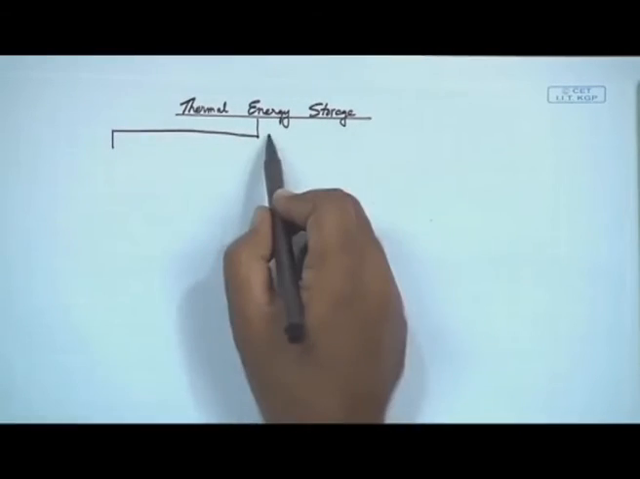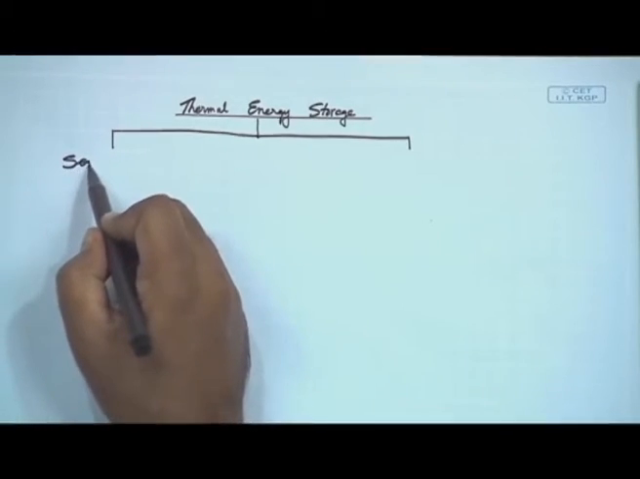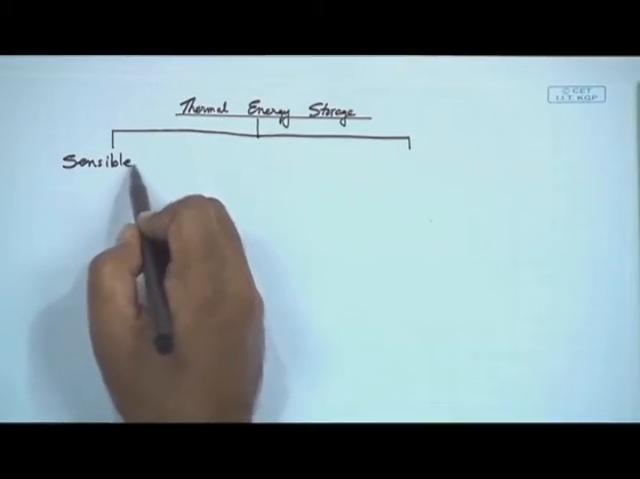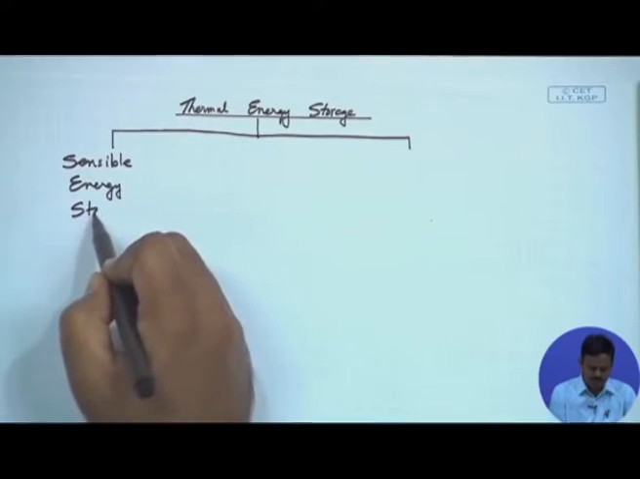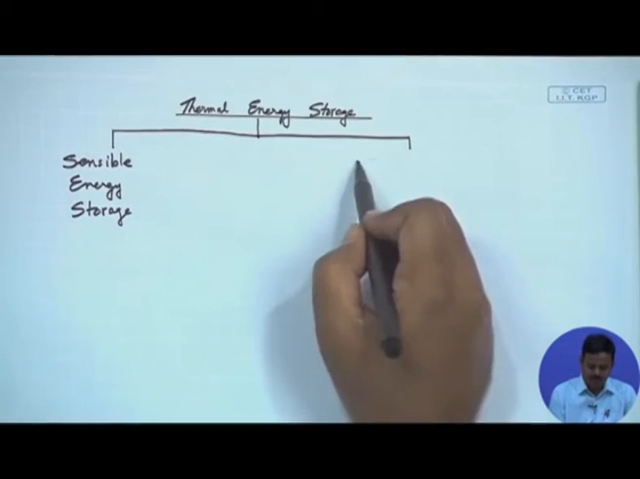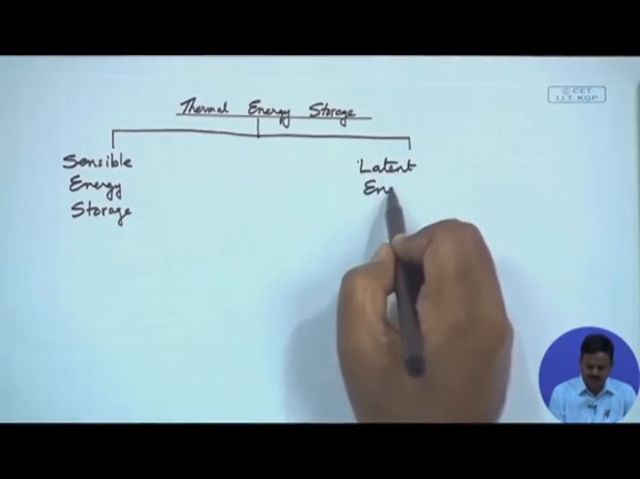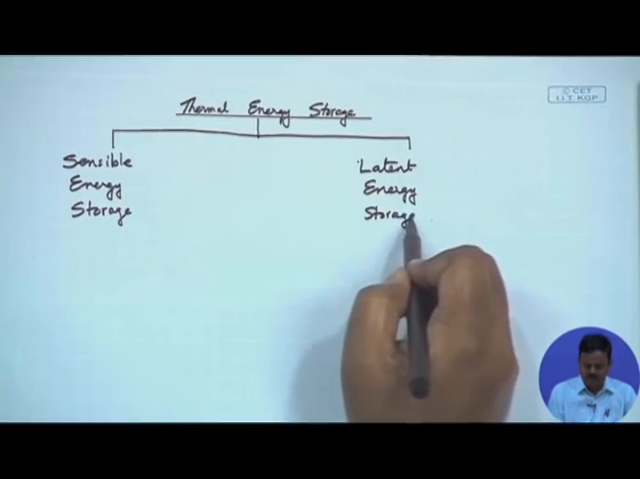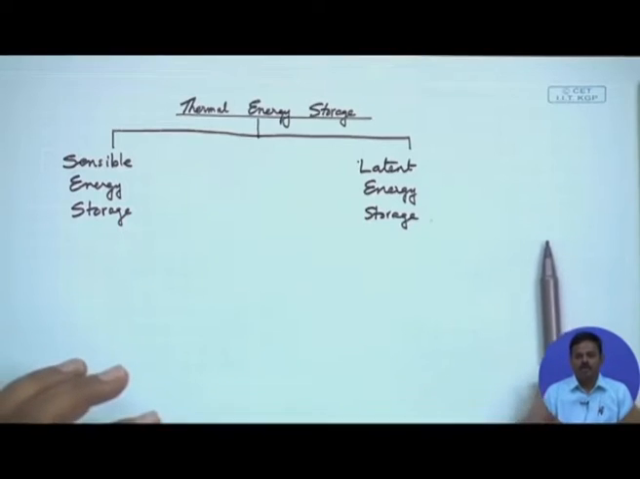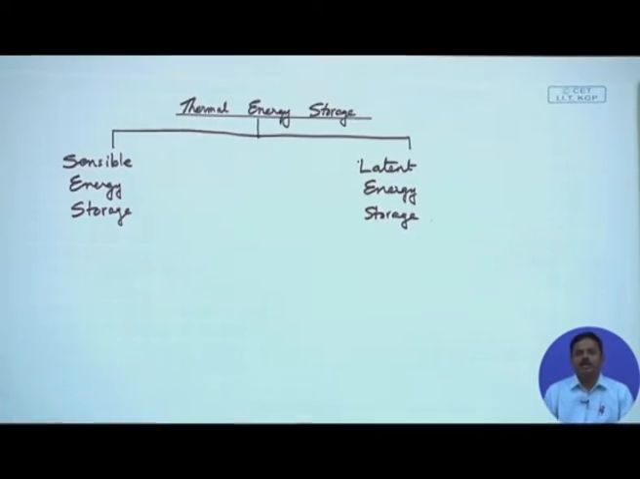The first one we will call sensible energy storage, and the second one is latent energy storage. From what you already know from your knowledge of thermal sciences and heat transfer, we can figure out what this means.